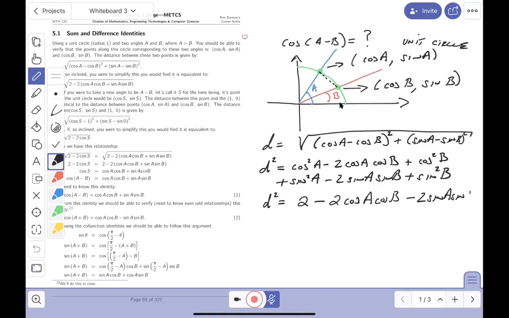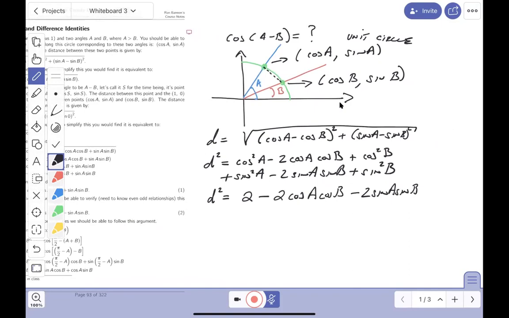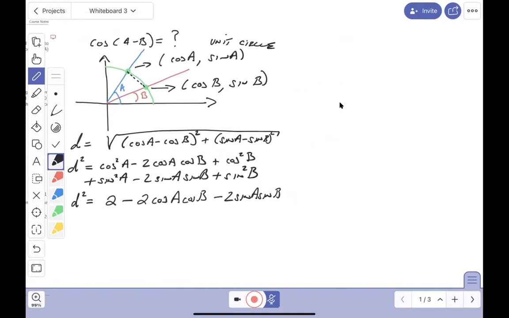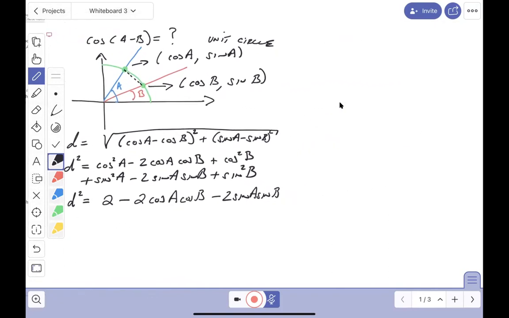sine B. And yes, I realize for some to say that's too much work for me. I don't want to do that. Well, we're not going to force you to do that. We're just trying to explain where the formula comes from.